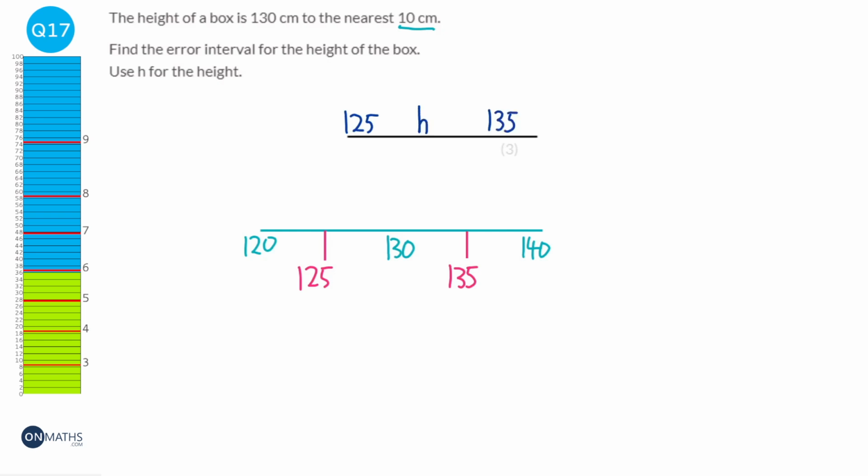We're representing this with an h, and what we're going to do is show this as inequalities. Whenever you do an error interval, you show it with inequalities. So it can be 125, so we're going to put a line underneath the inequality there, but it can't be 135. It can be anything up until 135, because if it was 135, it would round to 140.